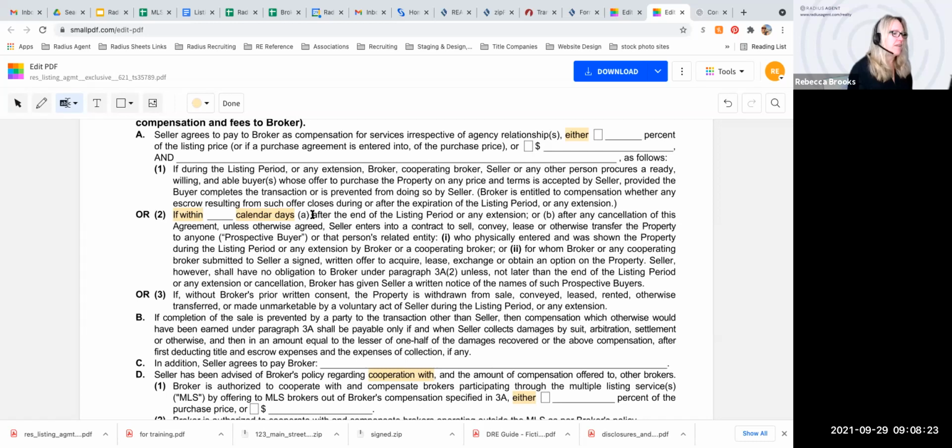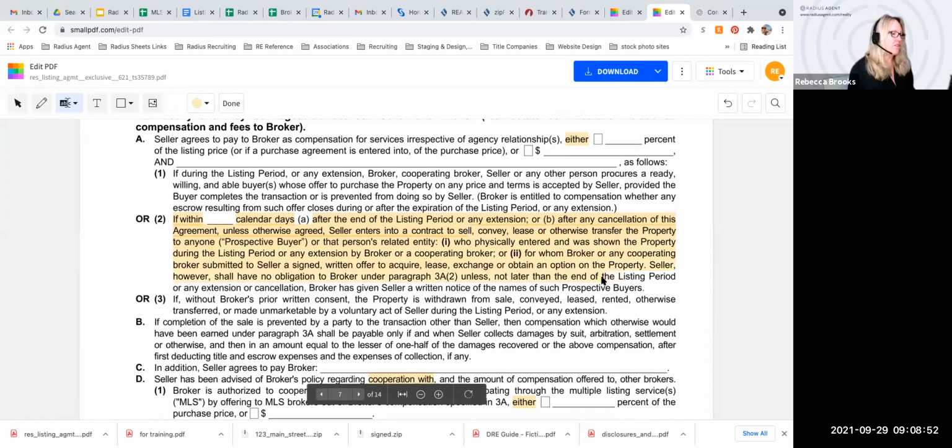So this basically says after the end of the listing period or after the cancellation of this agreement, if a seller enters into a contract to sell, convey, lease, or otherwise transfer the property to anyone, a prospective buyer, or that person's related entity or a relative who physically entered and was shown the property during the listing period and to whom broker or any cooperating broker submitted a signed written offer.